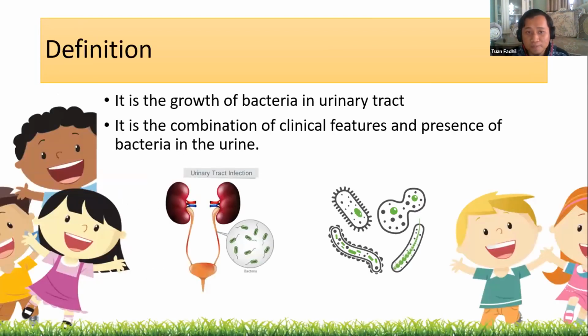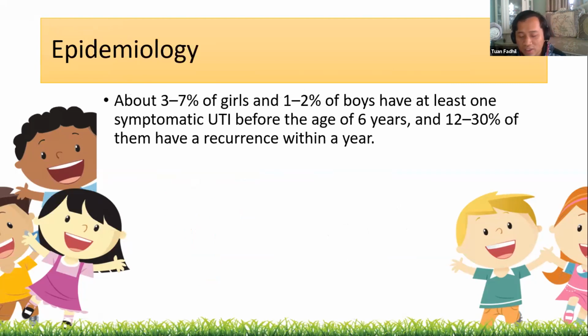So the first one, definition of the UTI. As I see in my textbook, it says that it is the growth of bacteria in the urinary tract, and it is the combination of the clinical features and also the presence of bacteria in the urine. So we move next to the epidemiology. About 3 to 7% of girls and 1 to 2% of boys have at least one symptomatic episode of UTI before the age of 6. And about 12 to 30% of them have recurrence of UTI within a year because of maybe improper hygiene.